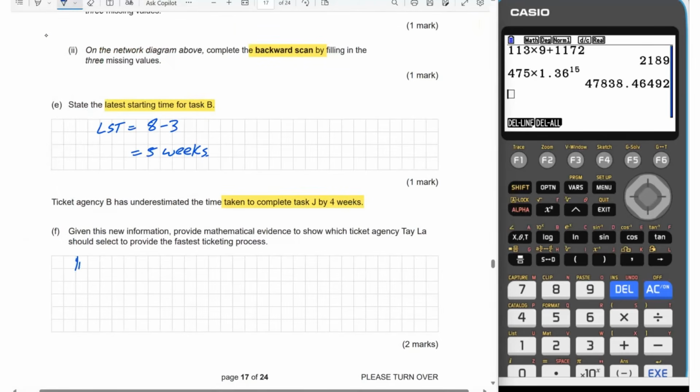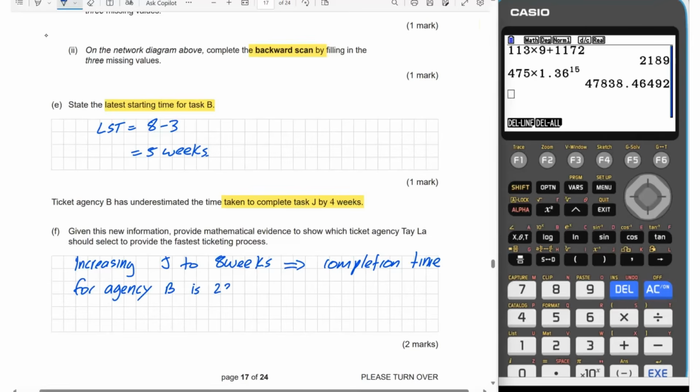So I'm going to say something like, increasing J to 8 weeks means the completion time for agency B is now 23 weeks.